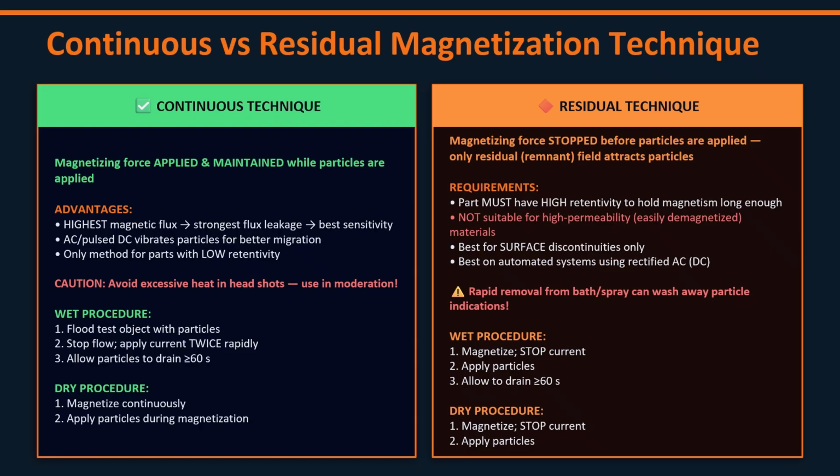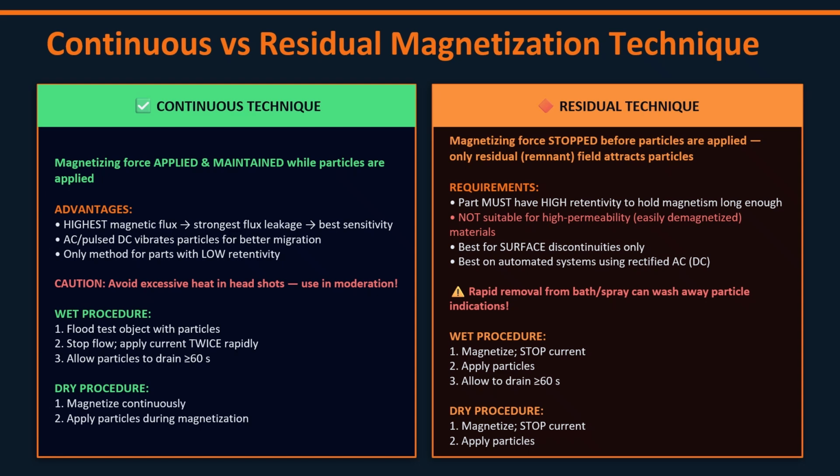In a wet continuous examination, the component is flooded with the particle suspension, the flow is controlled, and the current is applied according to the procedure. The presentation uses rapid repeated current application and a minimum drain period to allow indications to form and excess liquid to leave the surface. The exact sequence and timing must always follow the approved procedure. The dry continuous technique works on the same principle. Particles are applied while the magnetizing force is active.